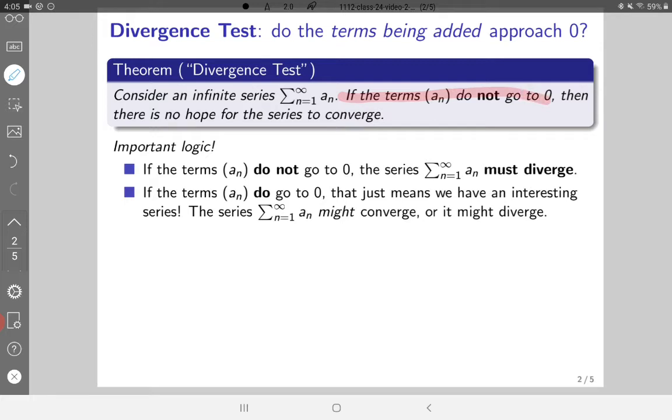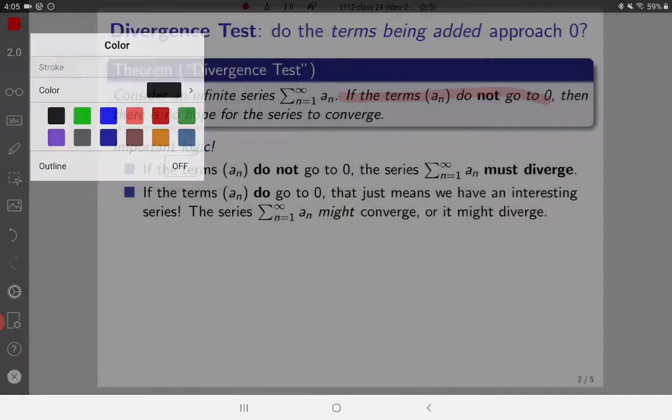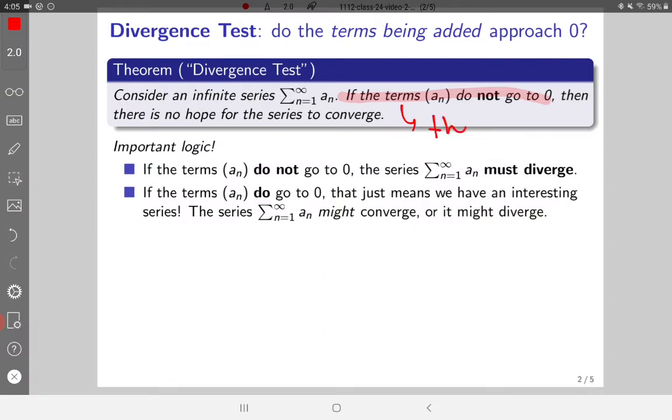So in other words, if the terms don't go to 0, then the series diverges. That's what I have stated in the first bullet point here. So I'm hoping that from those first 3 examples on the first slide, you can convince yourself that the way it's stated right here is a true statement. That's what I have outlined in the first bullet point.